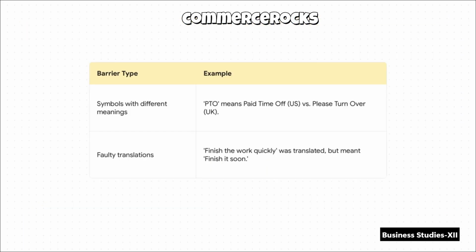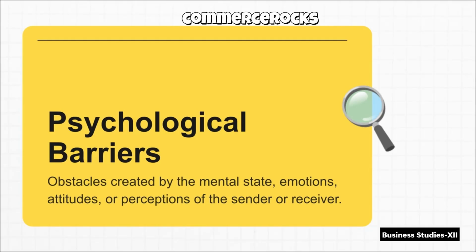And it's not just vague wording. The same symbols can mean totally different things. Like here, PTO could cause chaos in a global company. Or a bad translation can completely change the urgency of a request. But it goes deeper. It could be using technical jargon with people who won't get it. Or even just misreading body language. Does a nod mean "I agree," or does it just mean "I hear you"? That's a semantic barrier.